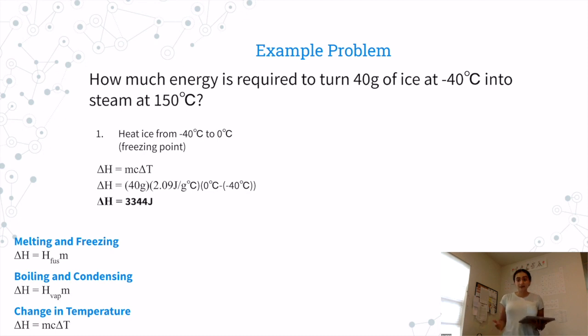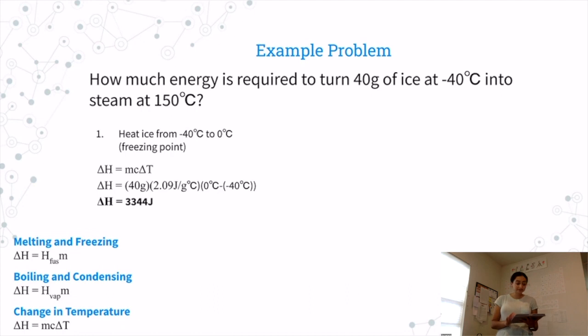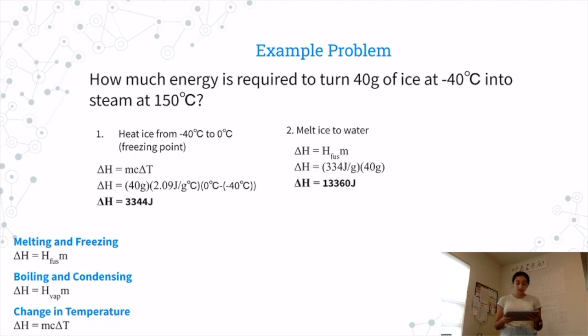That is the amount of energy required to heat our mass from negative 40 degrees Celsius to 0 degrees Celsius. And now that we are at 0 degrees Celsius, we can bring our ice to water with a phase change. Since we are melting, we are going to use the heat of fusion equation. Using that equation, we multiply the heat of fusion of water by the mass, and we get 13,360 joules, which is the energy required for that phase change.